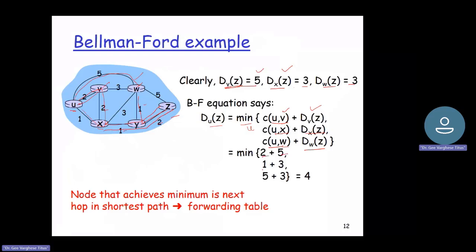Now, if it is X, from U to X is 1, and from X to Z is basically 3. So 1 plus 3. Now, if you take W, the cost of sending is 5, and from W to Z that you have already seen is 3. So that is 5 plus 3, which is 8. So of these, the minimum is 1 plus 3, and that is what your new value would be. The minimum cost of sending your data from U to Z is basically 4, across all its neighbors. And this is what the Bellman-Ford equation says and how we are going to compute your distance vector.